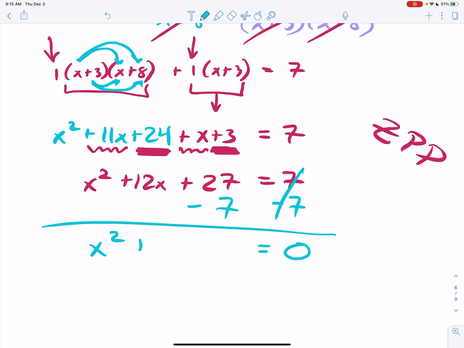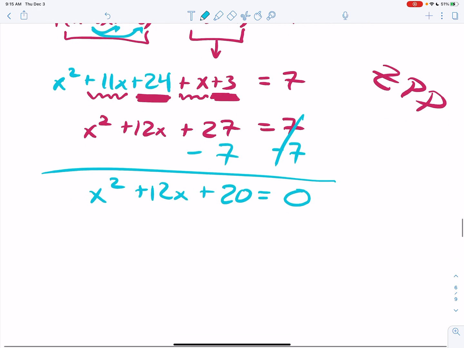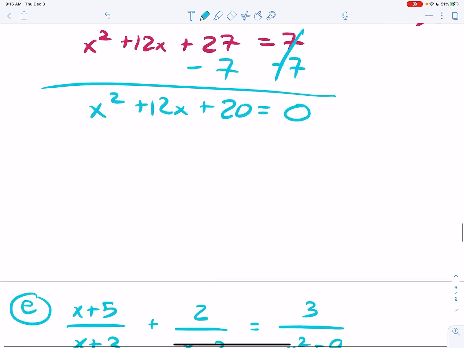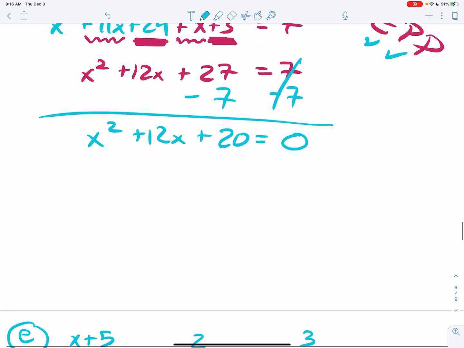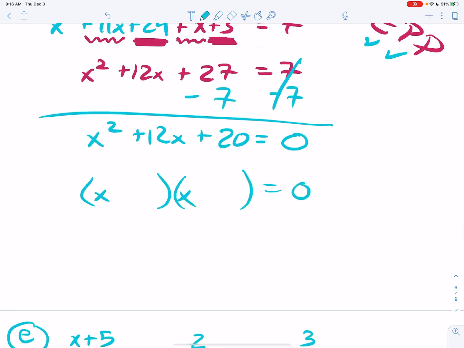That'll give me x squared plus 12x plus 20. Different signs we subtract, we keep the sign of the larger number, okay? And now that I have my 0, I need a product. So here we go. The only thing that seems to work here would be x and x. And if I want to get 12, I might want to use 10 times 2. And since everything is positive, I'll just put plus and plus.